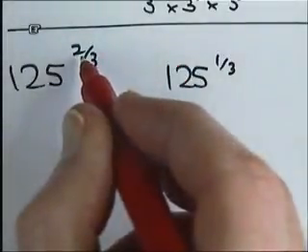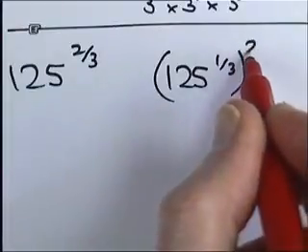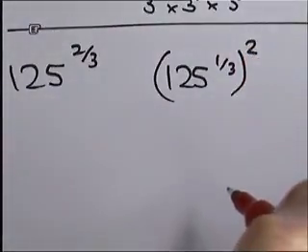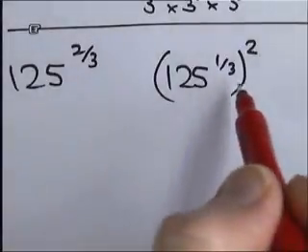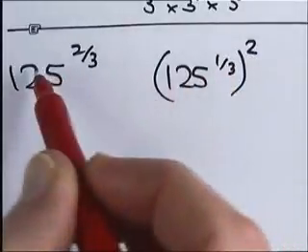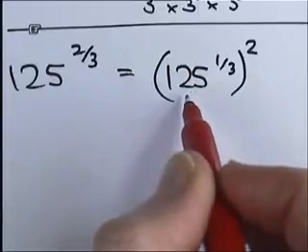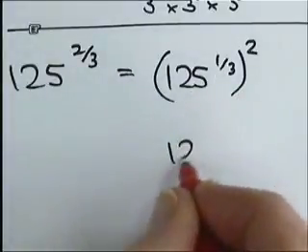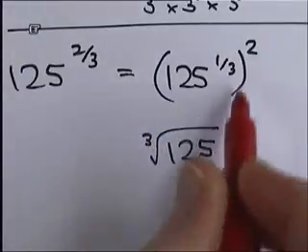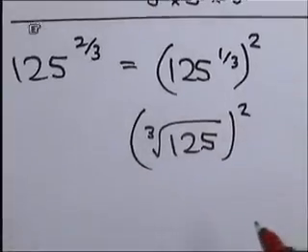But you've got to use that 2 somewhere. Put that in brackets with the top number of the fraction here. If you think back to the laws of indices, where you have a power to a power, you times those together. So 1/3 times by 2 is 2/3. So those are the same thing. Now 125 to the power of a third is the cube root of 125. So that's what's inside the bracket. That still has to be squared.